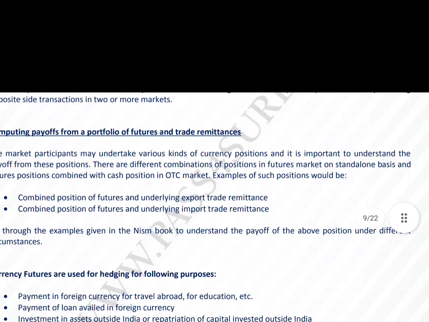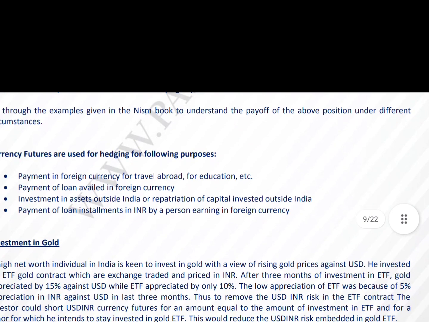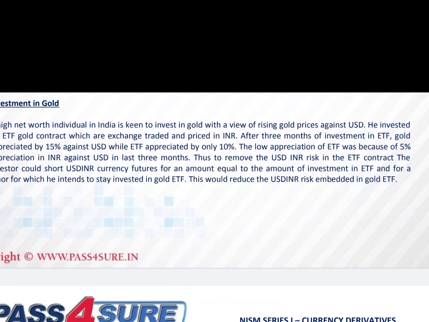Speculators, as you all know, are not based on a study; they do pure speculation. Computing payoffs from a portfolio of futures and trade remittance, a combined position of futures and underlying export remittance. These are some topics you can read and study to clear your NISM exam.